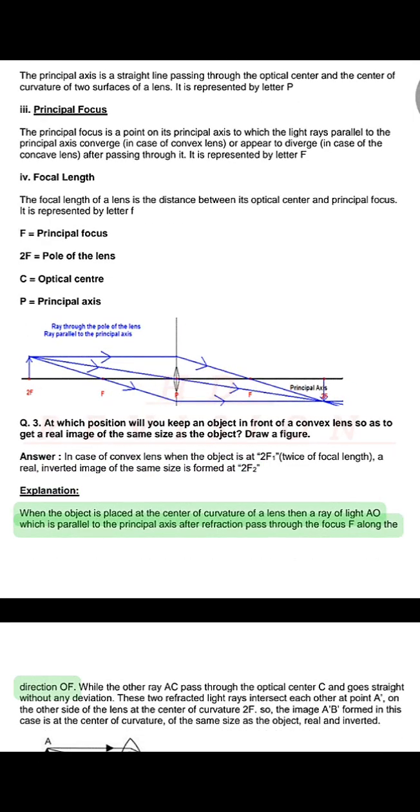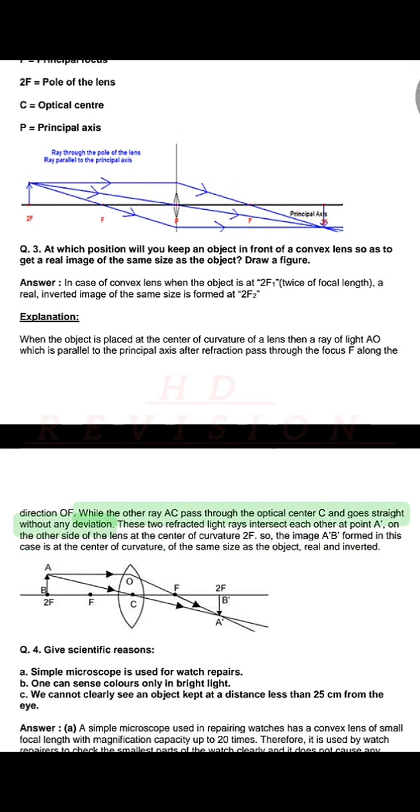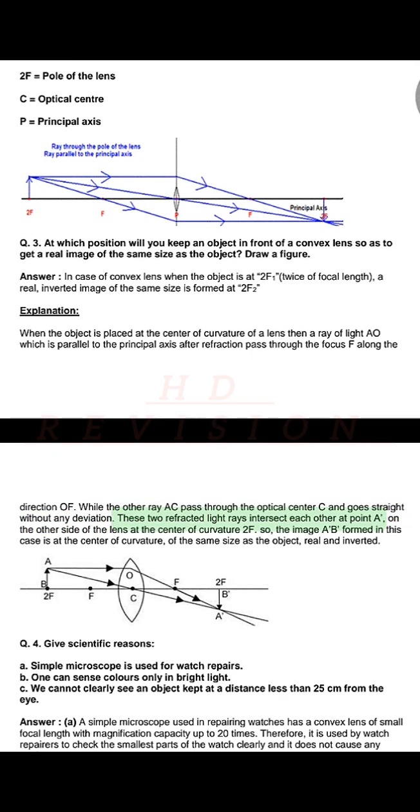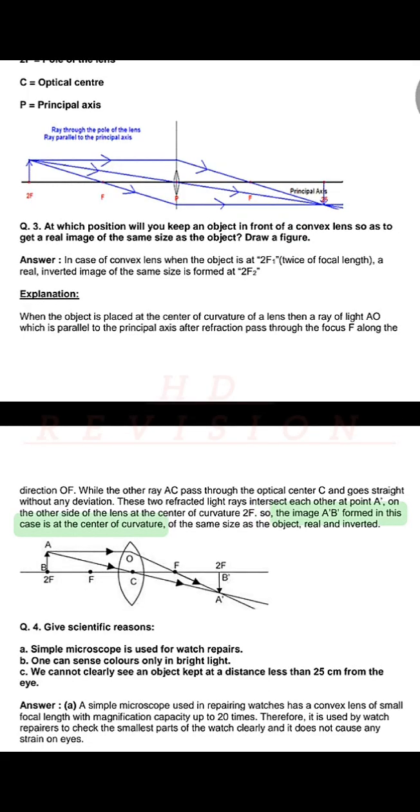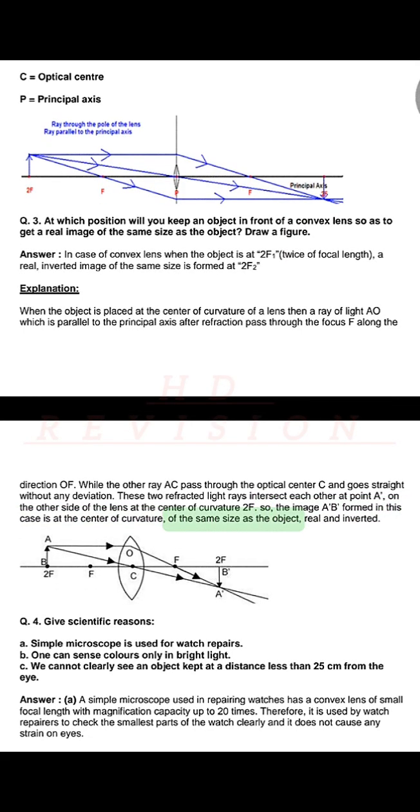Explanation. When the object is placed at the center of curvature of a lens, then a ray of light AB which is parallel to the principal axis, after refraction passes through the focus F. The other ray AC passes through the optical center C and goes straight without any deviation. These two refracted light rays intersect each other at point A' on the other side of the lens at the center of curvature 2F. So, the image A'B' formed in this case is at the center of curvature, of the same size as the object, real and inverted.